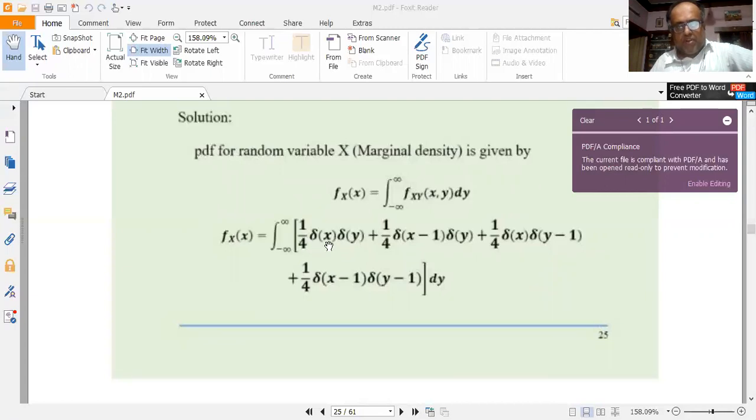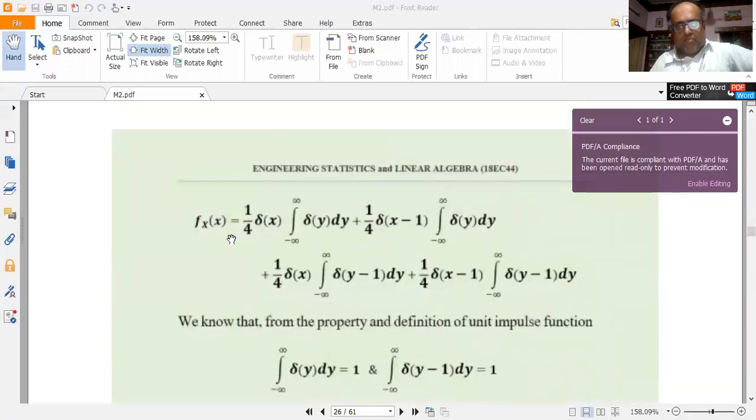So I can pull out 1 by 4 delta of x outside the integral sign. Similarly, 1 by 4 delta of x minus 1 is a constant because I am integrating with respect to y. So these two can be pulled out outside the integral sign. So this is what I am doing. So fx of x becomes 1 by 4 delta x integral minus infinity to plus infinity delta of y dy plus 1 by 4 delta of x minus 1 integral minus infinity to plus infinity delta of y dy plus delta of x multiplied by 1 by 4 integral minus infinity to plus infinity delta of y minus 1 dy plus 1 by 4 delta of x minus 1 integral minus infinity to plus infinity delta of y minus 1 dy.